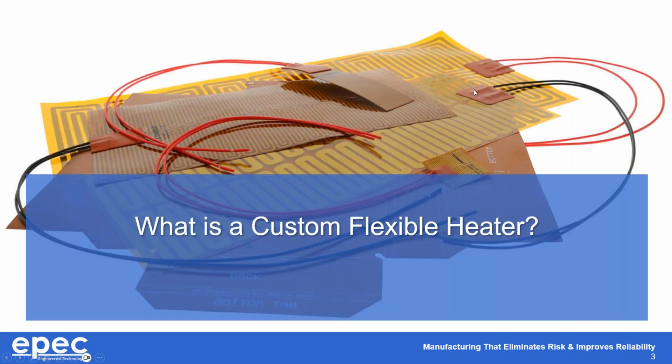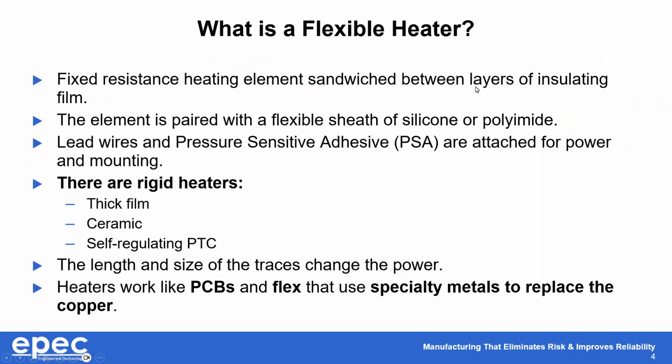So, first and foremost, what is a custom flexible heater? A flexible heater is a fixed resistance heating element that's then sandwiched between two layers of insulating film. Those films can be a silicone material, a polyimide material, and other types of flexible electrically insulating films. Silicone and polyimide are the two most common and typically the ones we manufacture with.